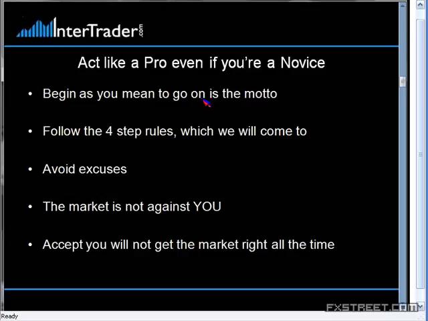Trust me. And again, remember, the market isn't against you. The market is just facilitating price action. So it's not against you. It's not in favour of the banks. It's not in favour of the big traders. It's just doing what the market does. It's fulfilling its function. And accept that you're not going to get the market right all the time. It's just a simple fact.